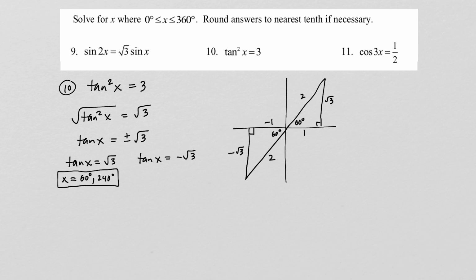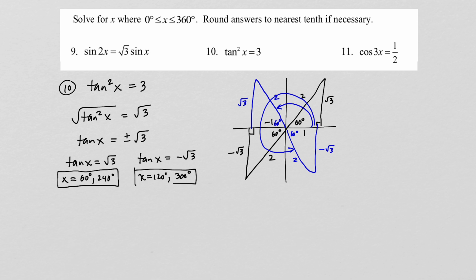Where is tangent negative radical 3? Well, that's going to happen in the second quadrant and in the fourth quadrant. And it's going to look very similar. In the second quadrant, it will be radical 3 over negative 1, which once again will have a hypotenuse equal to 2 and a reference angle of 60 degrees. And in the fourth quadrant, it's the same story. And so the two angles here are going to be 120 degrees, and in the fourth quadrant, this angle is going to be 300 degrees. So we have four solutions.